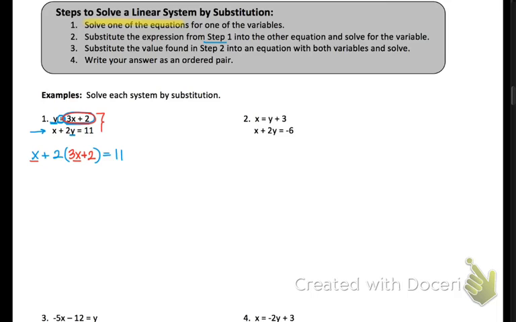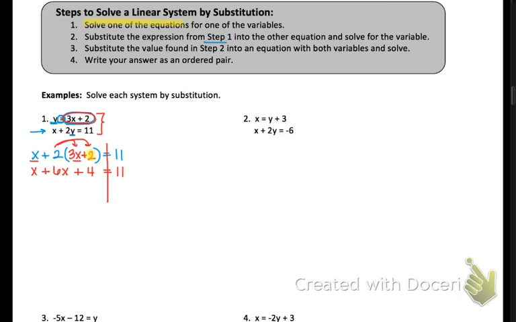When we started, up here we had x's and y's, which makes it unable for us to solve. So when we get down to just one variable, either all x's or all y's, then we can solve it just like we would any other equation. So the first thing I need to do is distribute. So I get x plus 2 times 3x is 6x, and 2 times 2 is 4, and that's still equal to 11. Make sure that you don't forget to multiply the second number.